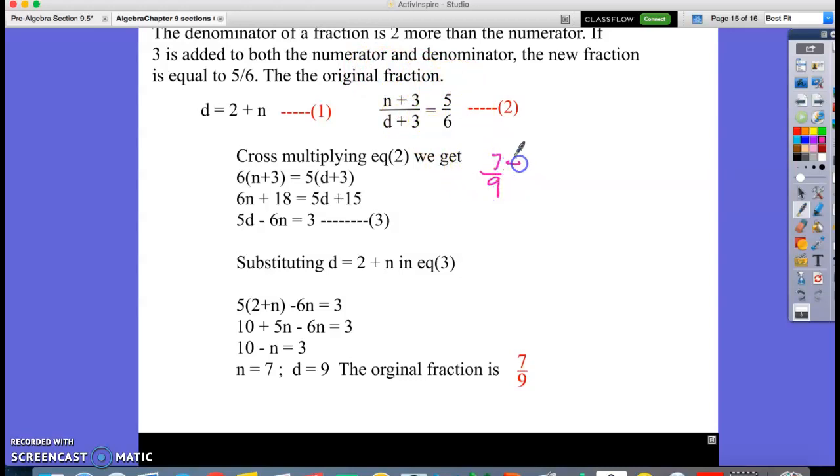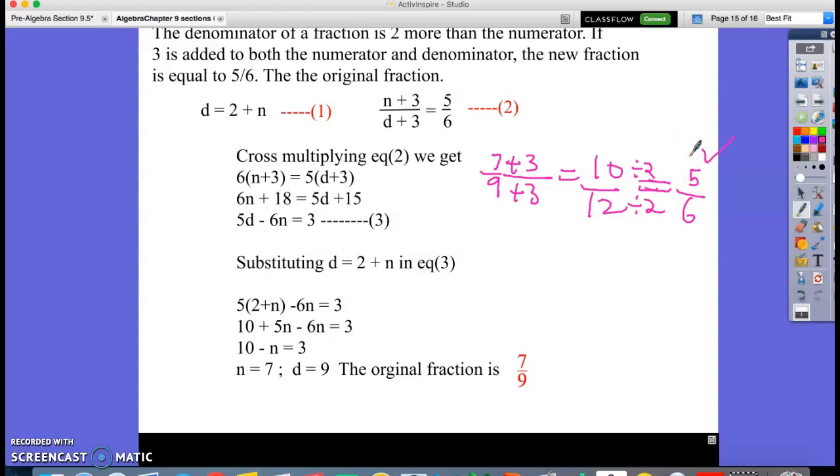And then if 3 is added to both the numerator and the denominator, so now we have 7/9. I'm going to add 3 to both the numerator and the denominator. What do I get? I get 10 over 12, which I can divide both by 2. So I get 5 over 6. Yes, it satisfies both the conditions.